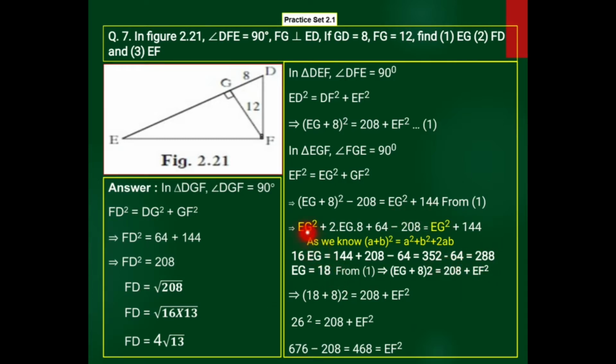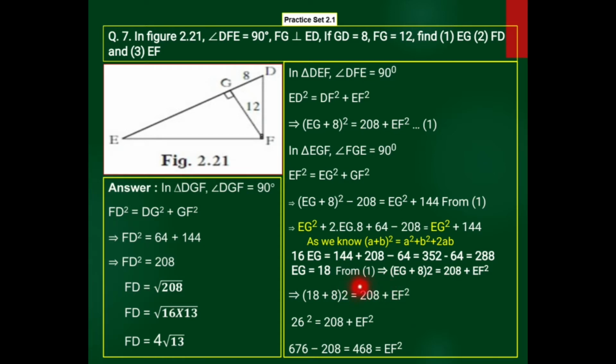Now see, this EG square gets cancelled with the RHS EG square. So 2 8s are 16, and EG as it is. So 16 EG equals, transferring 208 and 64 to the right hand side, 144 plus 208 minus 64. After adding, we get 352 minus 64, which is 288. Now divide both sides by 16. So we get EG equals 18.